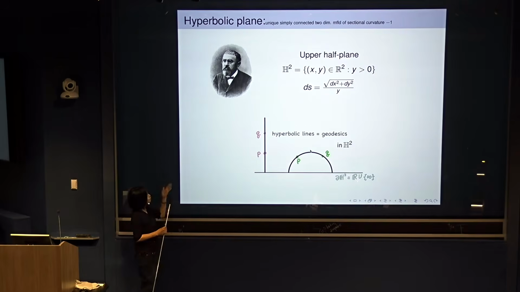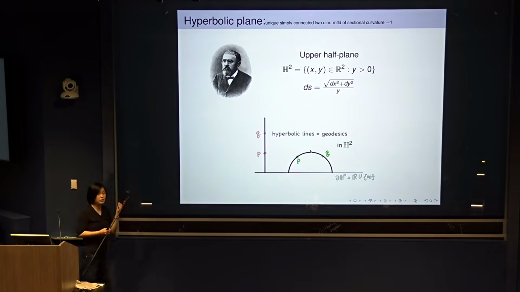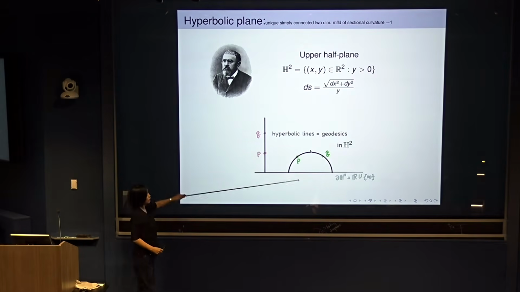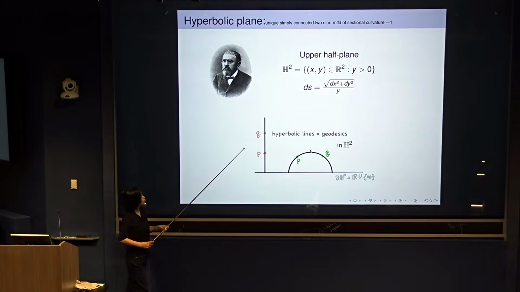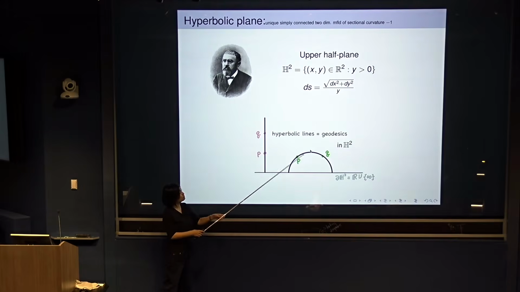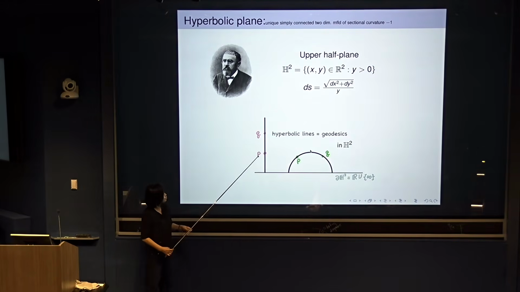In this hyperbolic plane, the so-called hyperbolic lines or geodesics, meaning distance-minimizing curves, are either vertical lines or semicircles intersecting the boundary orthogonally. This means that if I want to travel from P to Q in the fastest way, then you have to travel along this semicircle intersecting the boundary orthogonally. Or if P and Q lie on a vertical line, then you have to travel along this line. Okay, so this is the meaning of geodesics.